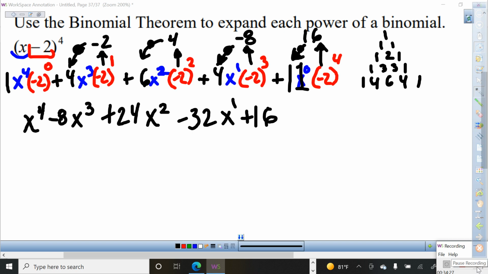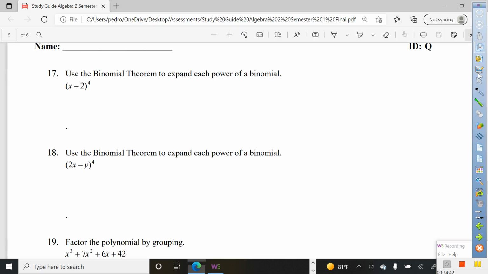All right, let's see what we got. Who got x to the 4th, -8x to the 3rd, plus 24x to the 2nd, -32x to the 1st, plus 16? Yeah, we got this, yes? All right. So let's go to number 18.